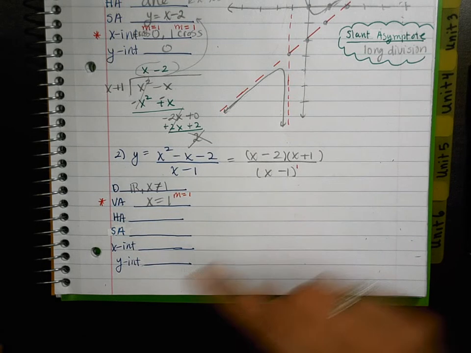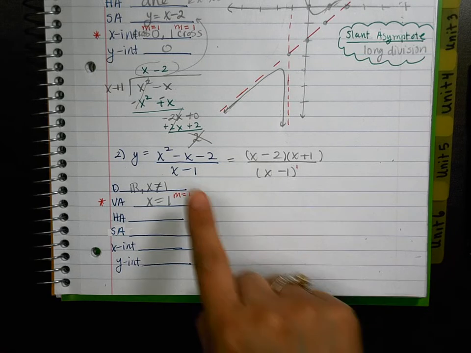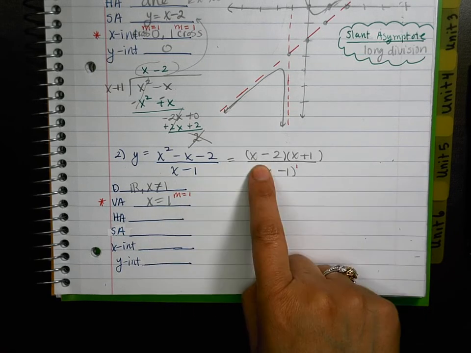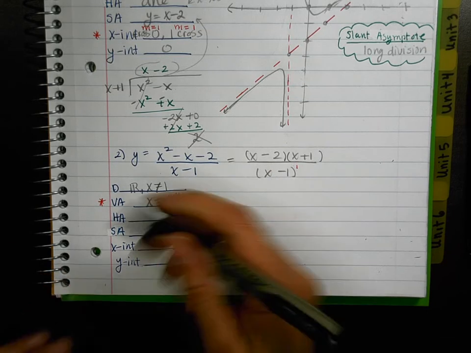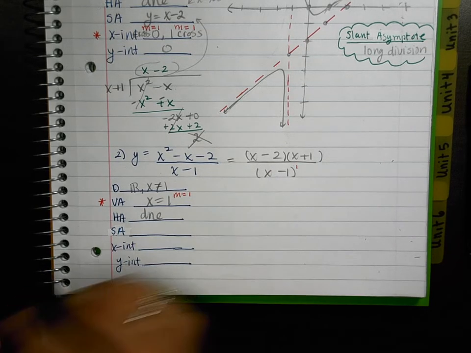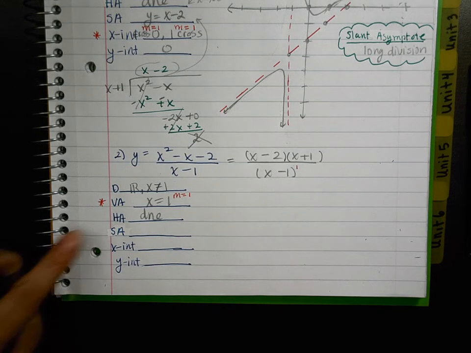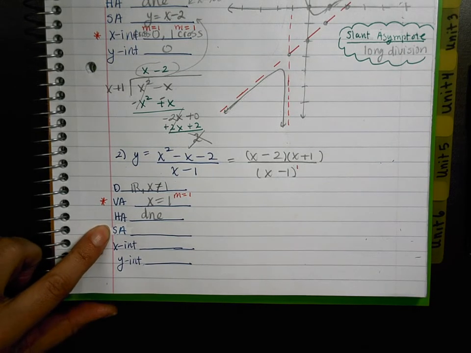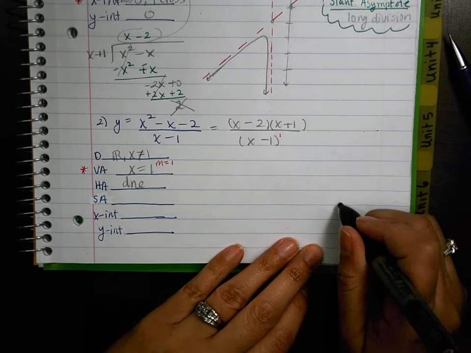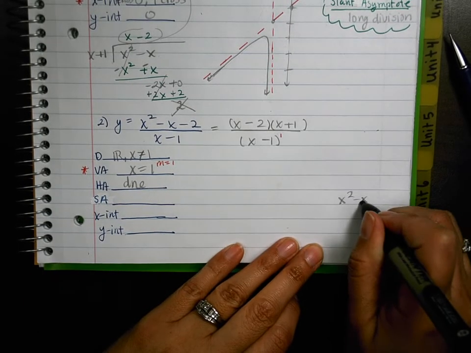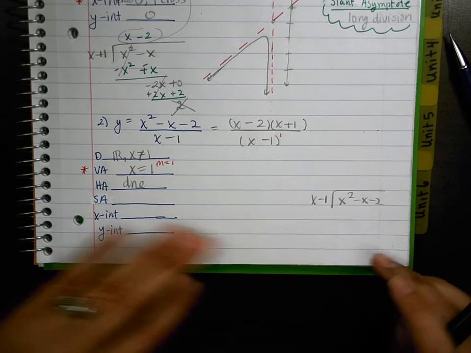Horizontal: top heavy, bottom heavy, or the same? It doesn't matter which one you look at. Is it top, bottom, or same? Top, which means horizontal is what? DNE, which makes sense because if it's top heavy, there's going to be a what? A slant. So I'm going to do that work over here using the expanded form: x squared minus x minus 2 divided by x minus 1.